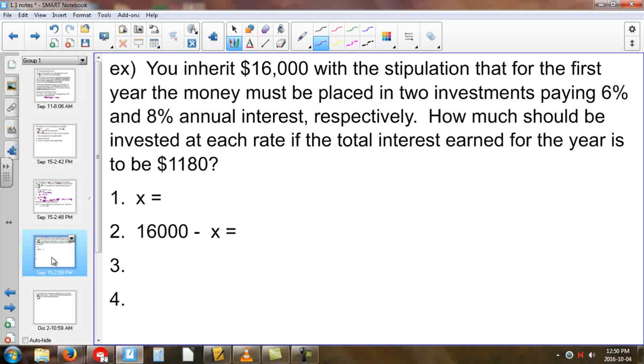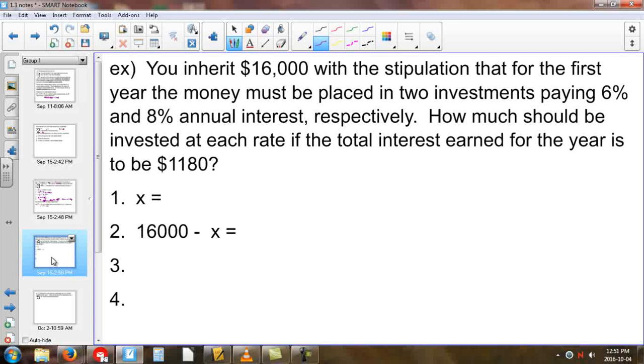And we're told that we're going to inherit $16,000, but for the first year we need to put that money into savings. That's part of the contingency. Maybe our parents or our grandparents don't want us to spend the money right away. So we have to save it for at least a year. And so we put it into two investments. One pays 6% and one pays 8% annual interest.